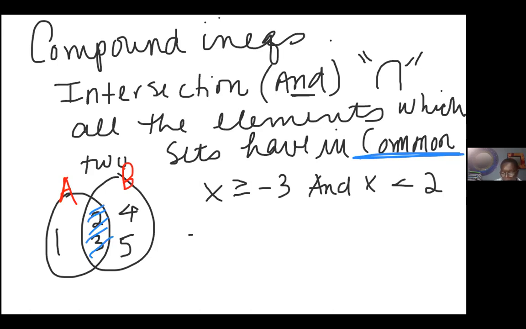So these elements must meet two criteria. Number one, they must be greater than or equal to -3. And number two, they must be less than 2. Both things must occur simultaneously. If they're not, then it can't be a solution.